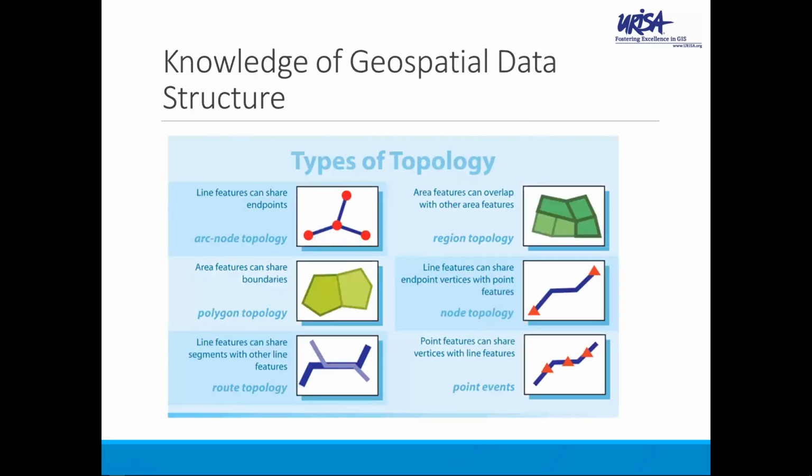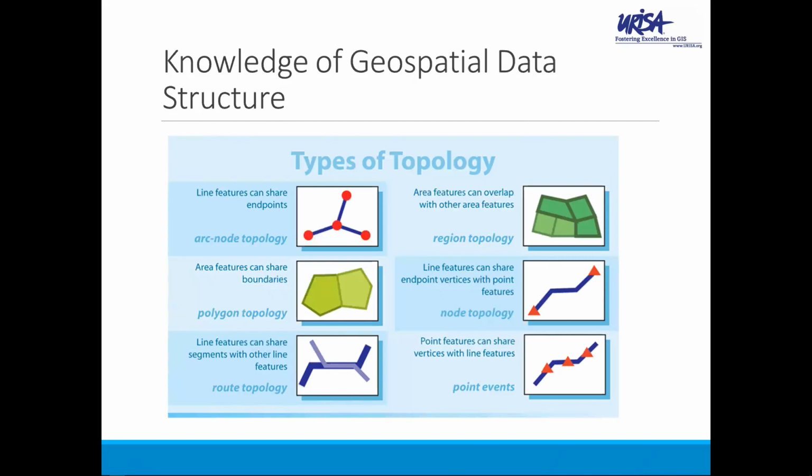The next thing we want to touch on is geospatial data structure. This is a little bit different than the schema of the database, in that what we're dealing with here is the actual topological structure of our data. And this is important because it tells us how we maintain the spatial integrity of our data. And I'll talk a little bit more about geospatial data models in a later slide here.